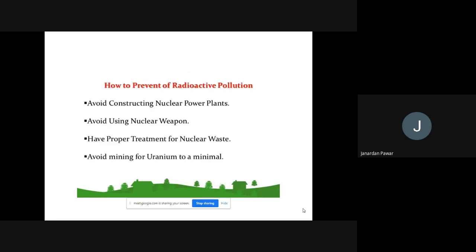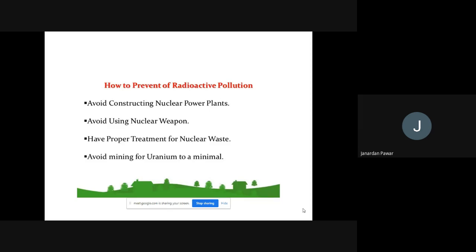Then how to prevent radioactive pollution? If we want to prevent radioactive pollution, what are the ways of preventing it, or how to avoid it, we are going to see now. As far as prevention of radioactive pollution is concerned, there are different ways, different options, and different solutions to prevent it.